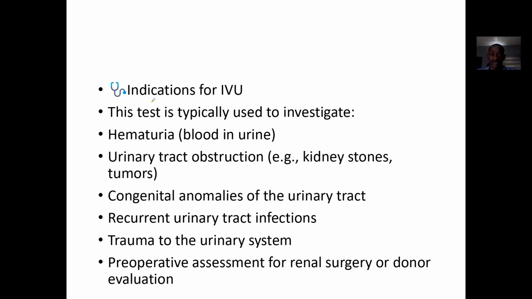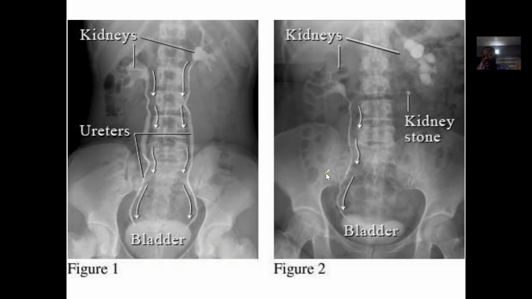So what are the conditions that will make them want to do this intravenous urography for you? If you are passing blood in urine, if you have a urinary tract obstruction, if you have congenital anomalies of the urinary tract, if you have urinary tract infections that they are treating and keep coming back, if there's trauma to the urinary system. There's sometimes pre-operative assessment. They just want to assess you before an operation and look at what is actually wrong with your urinary tract better before they go into the operation room. They can do an intravenous urography.